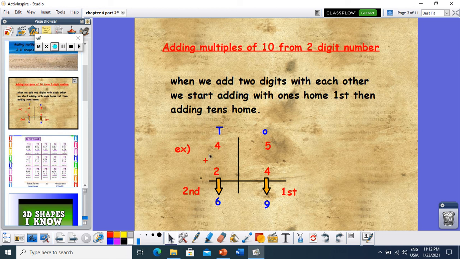Now let's add the tens home. 4 plus 2. Put 4 in my mind, 2 in my finger. After 4, 5, 6. So I will write 6 on the tens home. So the answer now is 69. Now let's move to examples.